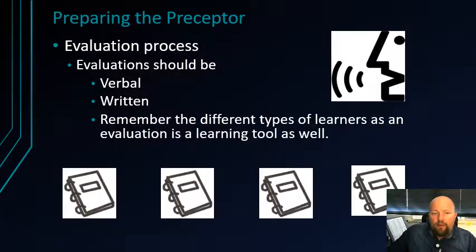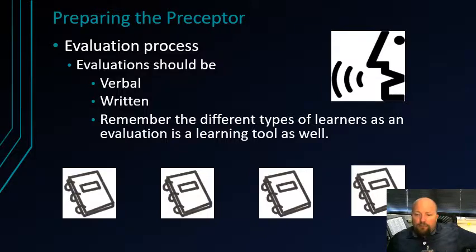Again, the evaluation process is very, very important, and it involves various steps. First is verbal. Talk to the student. Explain to them how well they're doing. Did they do something wrong? Are there areas they can improve on? Ultimately, students want positive feedback. They want to know that they did a very good job when it's appropriate.